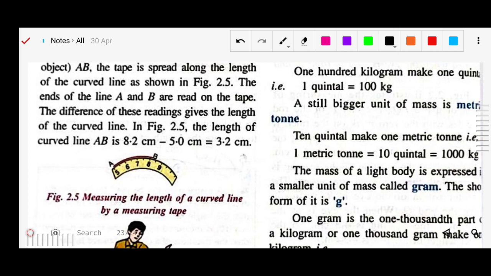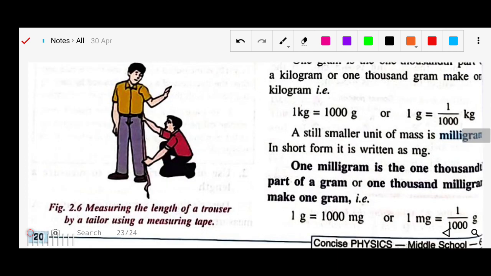Suppose we have two places, A and B, and this is a curved shape. We can fix the tape over there, and with the maximum value minus the minimum value we can find the length. Suppose we have fixed at 5 and 8, so what is the length? Simply we subtract 5 from 8, because this is a curve shape, and for the curvy shape also we can measure with this. Another example is the tailor measuring the length of a trouser using the measuring tape. So these are the uses of measuring tapes.